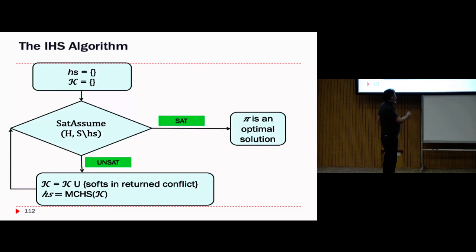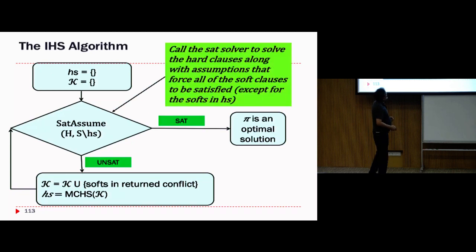Either I'm going to get SAT, in which case there's a solution that satisfies everything, has cost 0, or I'm going to get unsat, and I'm going to get a core in the conflict that we get from assumption-based SAT solving. So I add that to my set of cores, I compute a minimum cost hidden set, and now I remove that minimum cost hidden set from my set of soft clauses I need to satisfy, and I go again. That's what this says about this SAT solve.